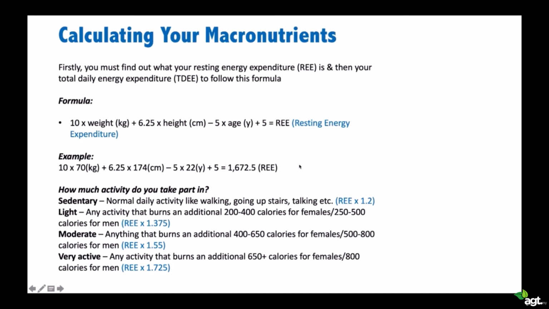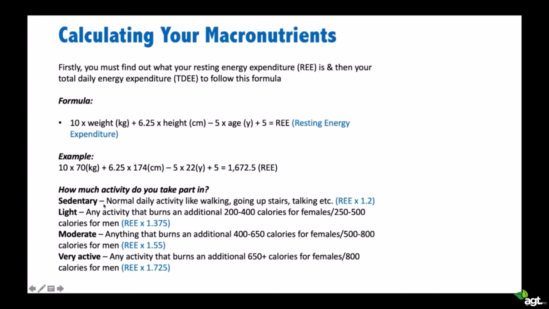Now, after finding out this number, we then need to find out how many calories he's burning at the gym. But this is all dependent on how vigorous the activity he may be performing. So there's 4 different categories: sedentary, light, moderate and very active. And depending on which one we choose, the higher the amount of calories you're going to burn. So for example, a sedentary, a normal daily activity is literally going to be like walking, going up the stairs, talking, etc. Not doing much, but just doing the basics.